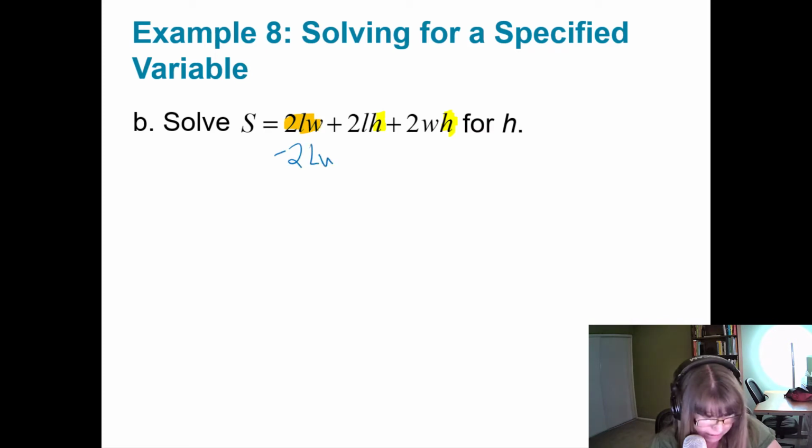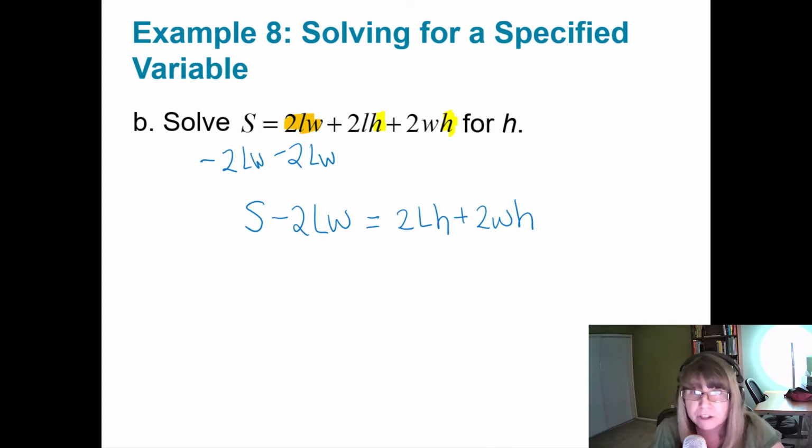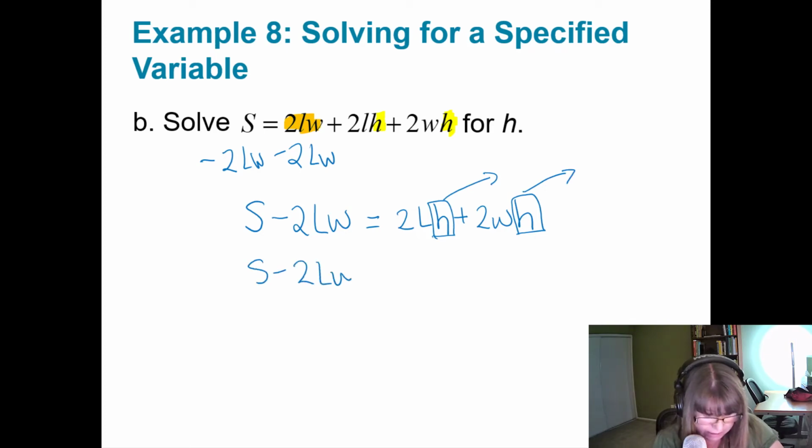Minus 2LW, minus 2LW. I get S minus 2LW equals 2LH plus 2WH. Now the good news is the right-hand side is factorable. I can factor out this common H. So I'm going to factor that out. S minus 2LW equals H times (2L plus 2W).